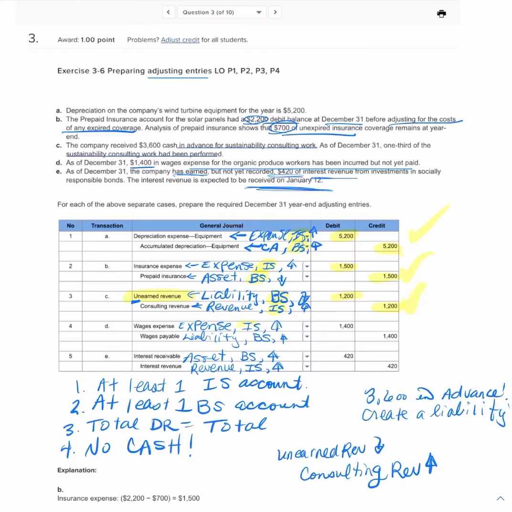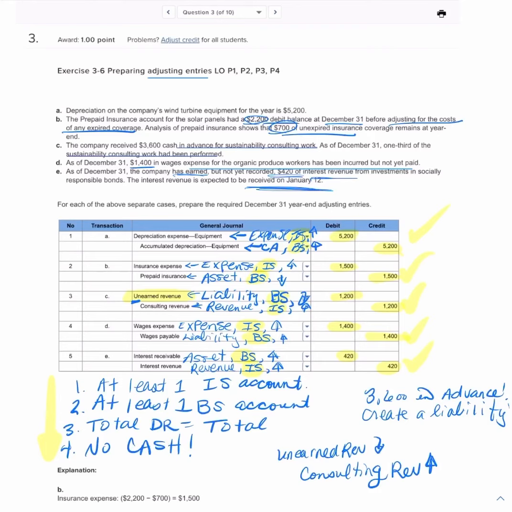Next, wages expense, income statement, wages payable, balance sheet, $1,400 to $1,400, no cash account in sight, looking good there. And finally, balance sheet, income statement, $420, no cash account, that one looks good. So we've satisfied all four of these rules in every one of these journal entries.